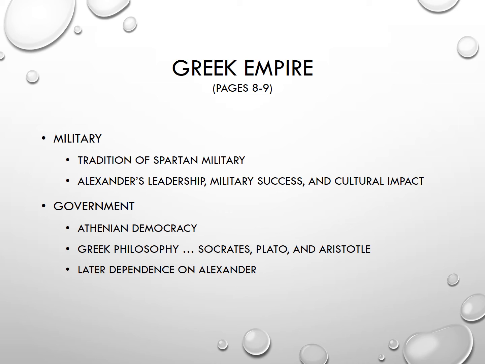Greece ultimately becomes heavily dependent upon the leadership style of Alexander because he is such a powerful ruler, because he is such a powerful conqueror. Greece does move away from the democratic style and tends to rely on strong leaders like Alexander. So they do go through a process.